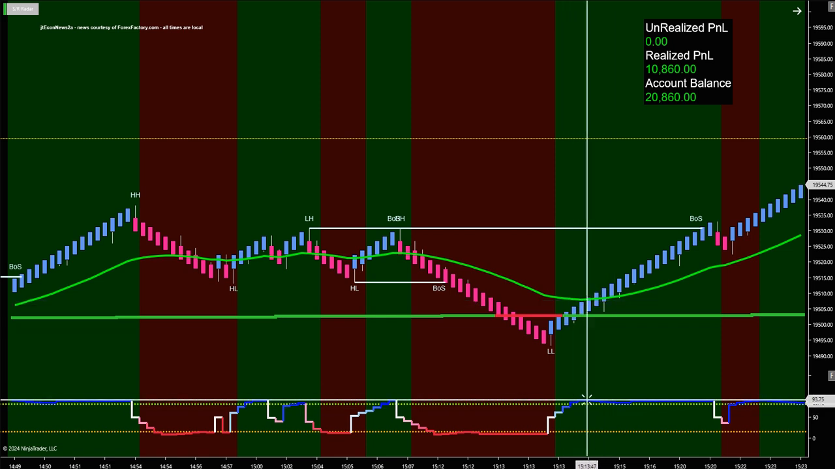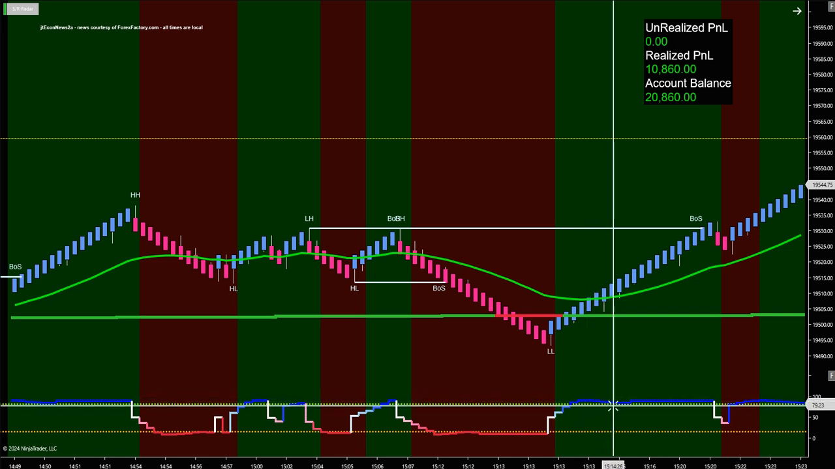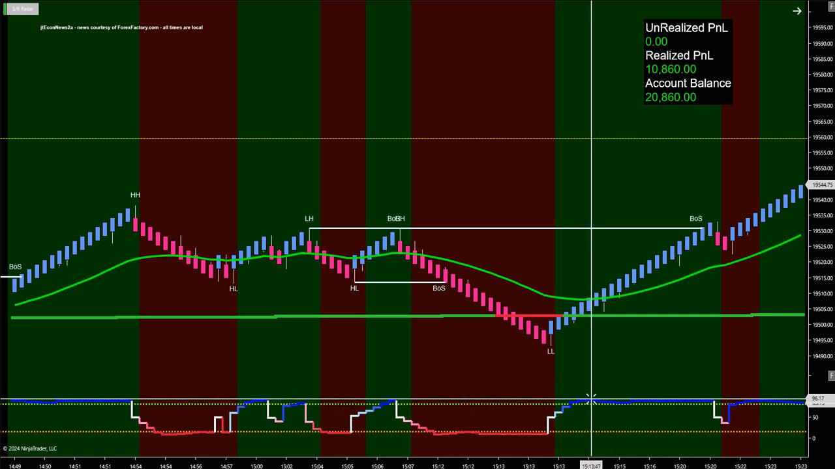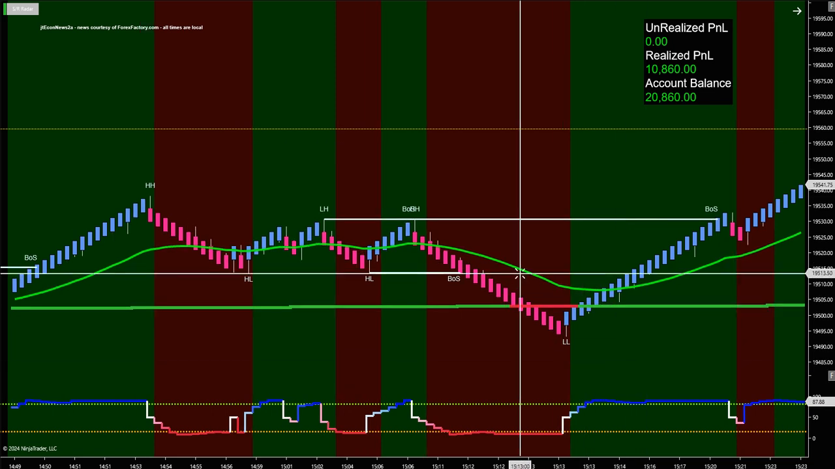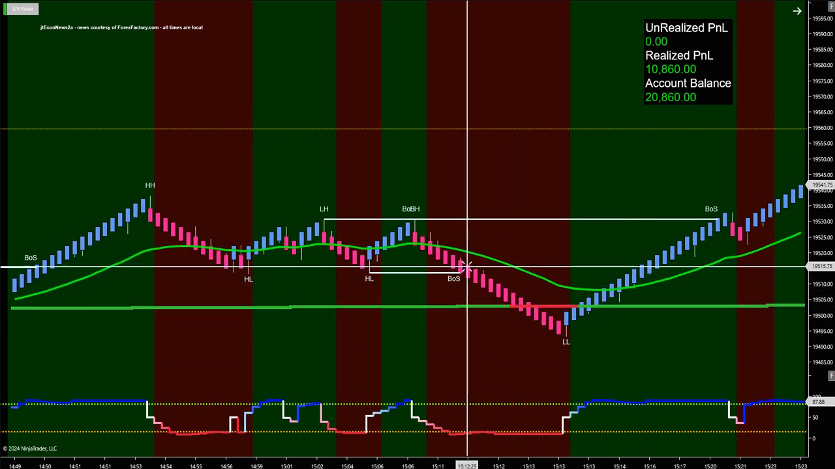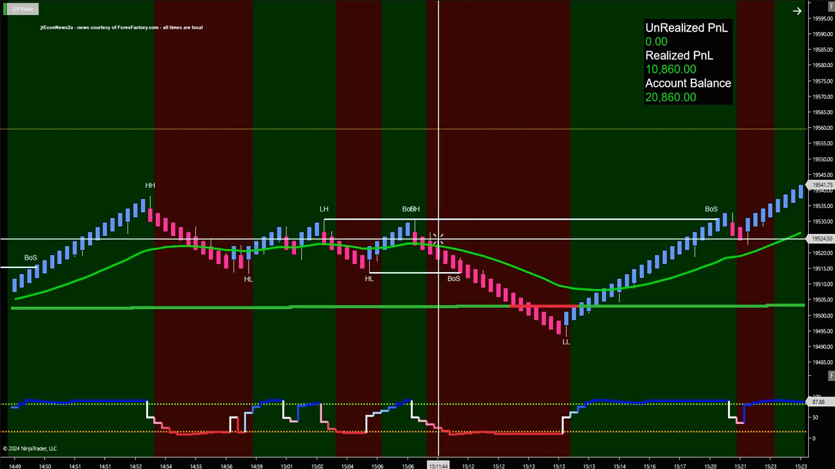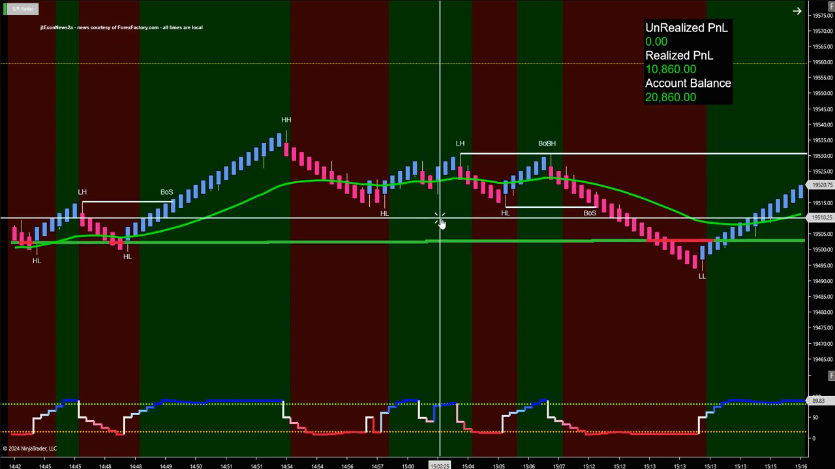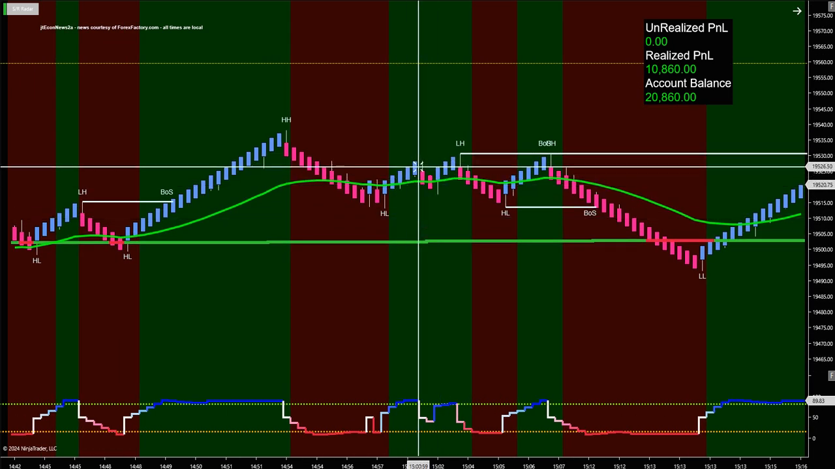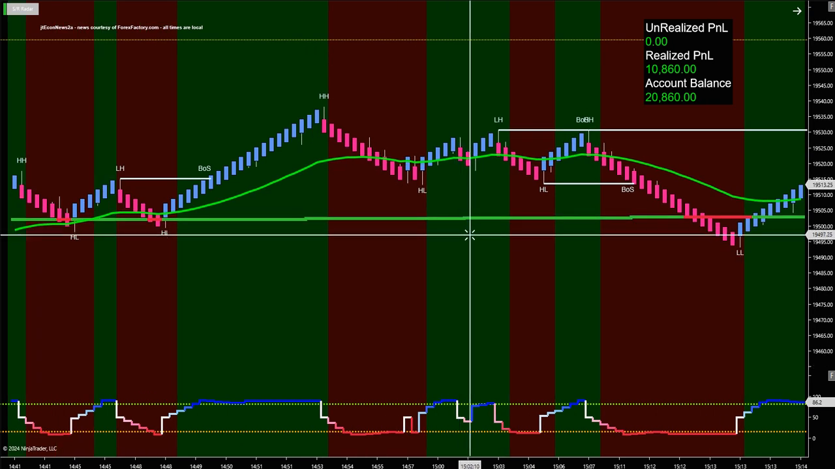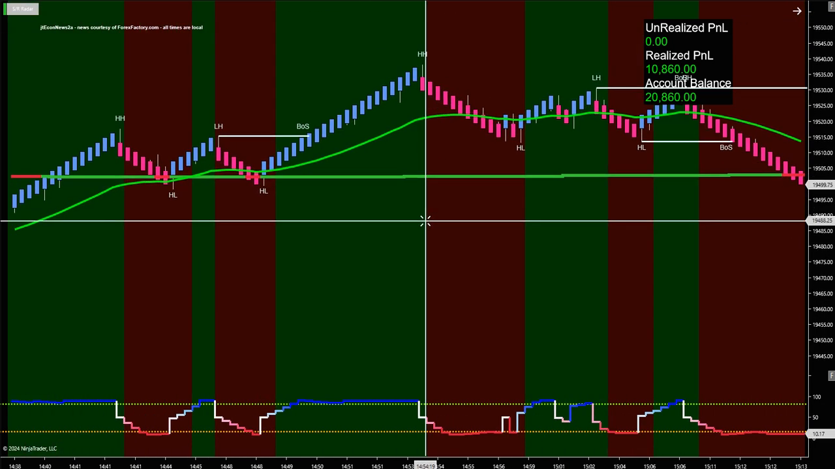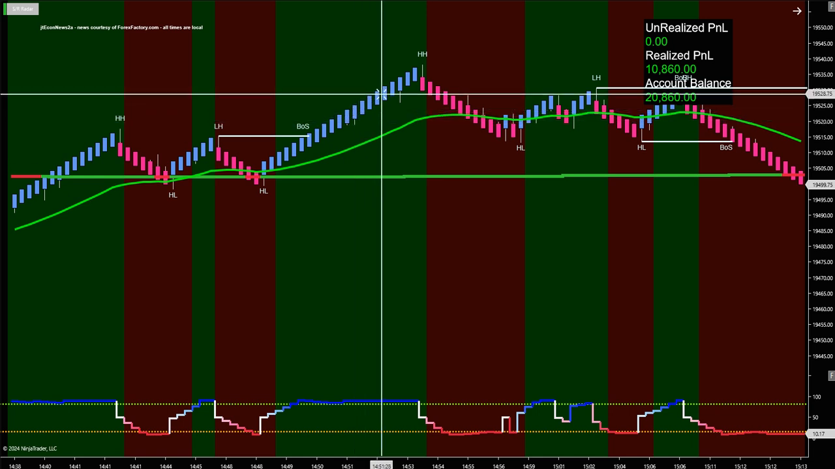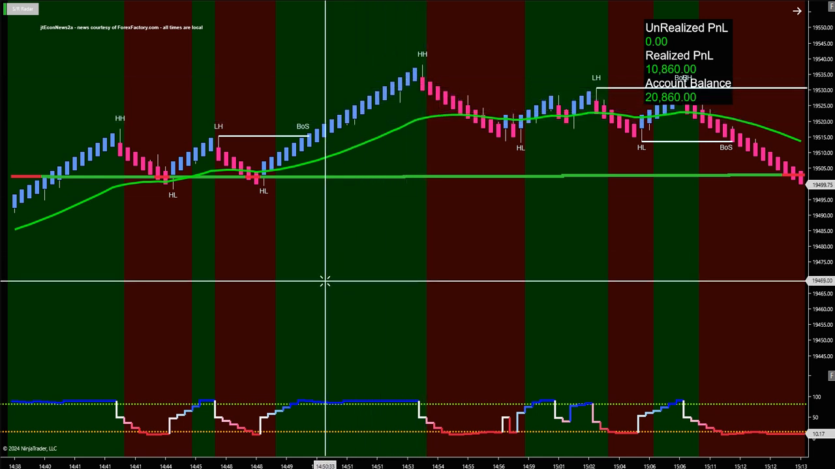And we're above the green dotted line here. And we're in the blue here, so I would take that. I would take this wick for a scalp. I would take this wick for a scalp. I take this wick for a scalp.